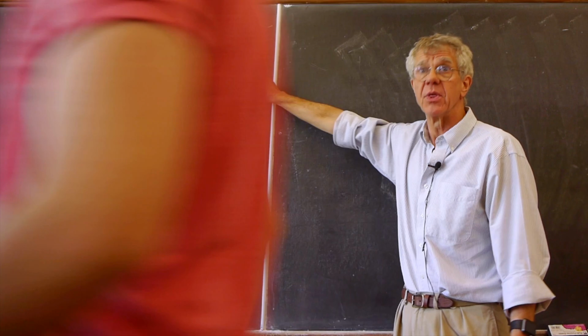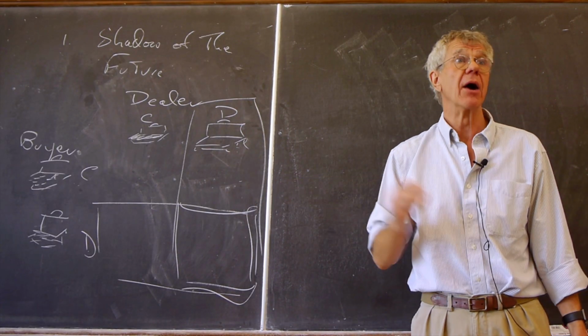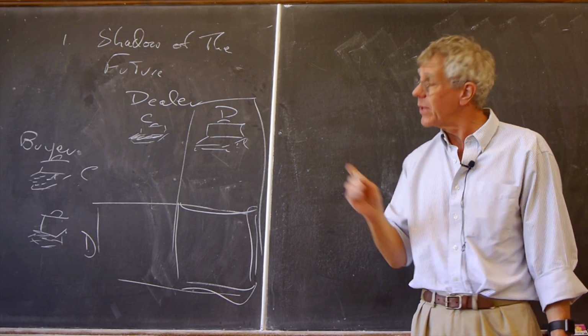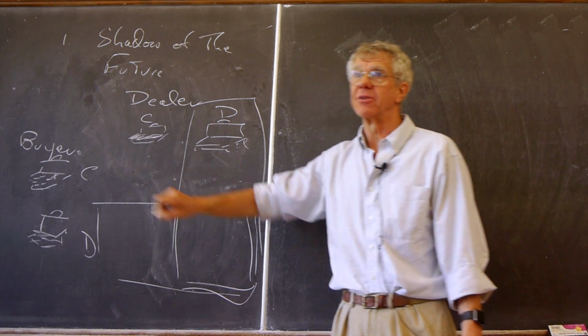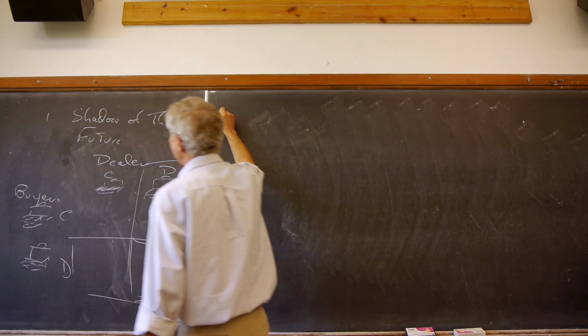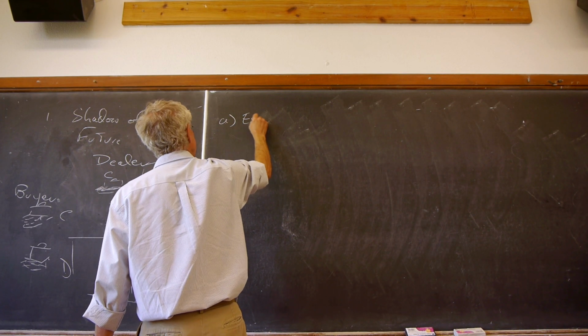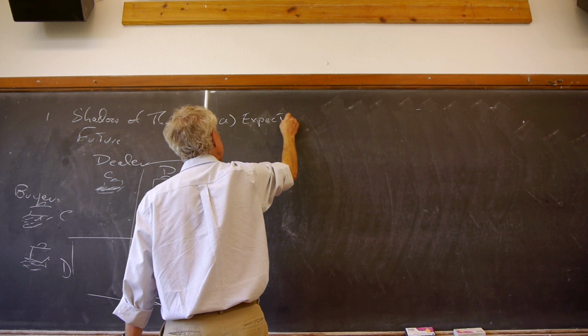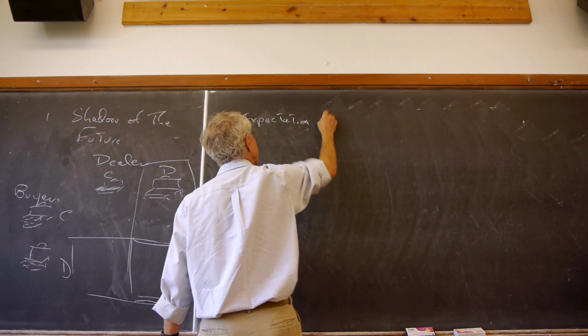So, let's assume that we do want to encourage cooperation. How can we do it? How can we make people think about the future? One thing, right, is the expectations. The expectation of future interaction.